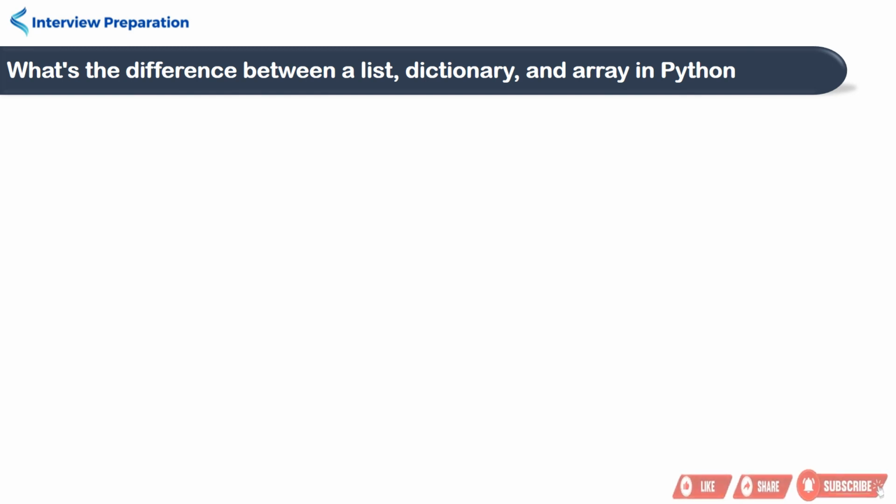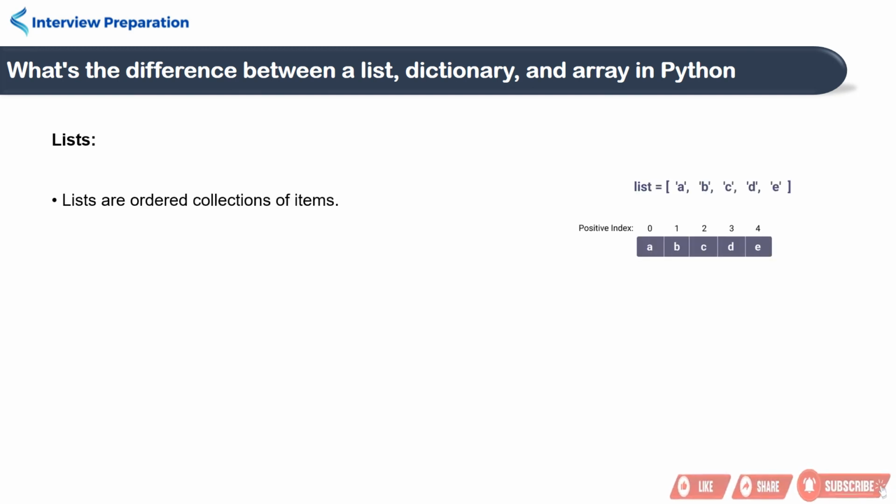What's the difference between a list, dictionary, and array in Python? Let's understand list first. Lists are ordered collections of items. And this order is based on the sequence in which elements are added to the list. They are mutable, meaning you can add, remove, or modify elements in the list.